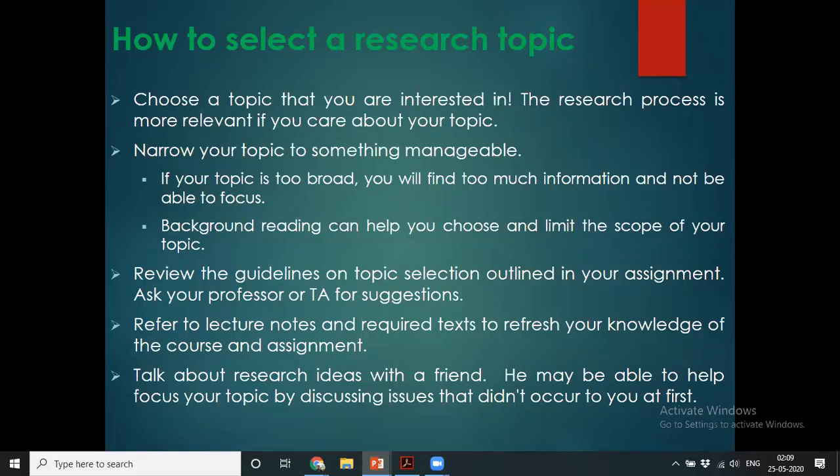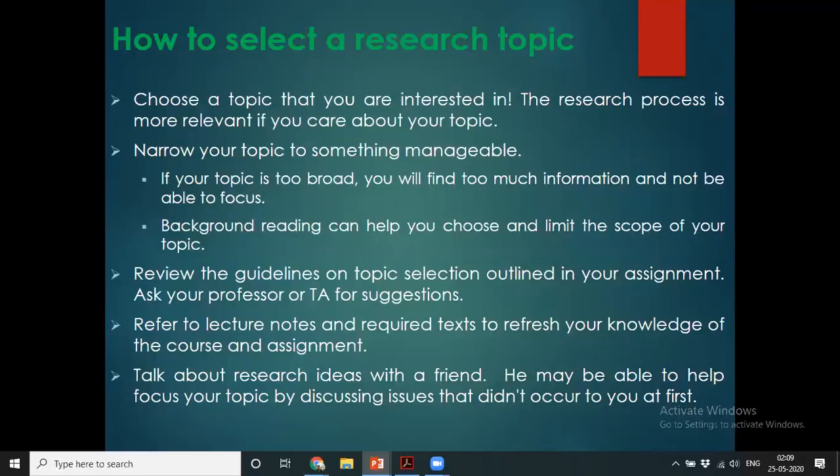Basically, how to select a research topic is one of the very vital things for researchers, particularly those who are doing a master's degree or a PhD degree, specifically the PhD degree, because among all the research degrees, the PhD is the ultimate research degree.